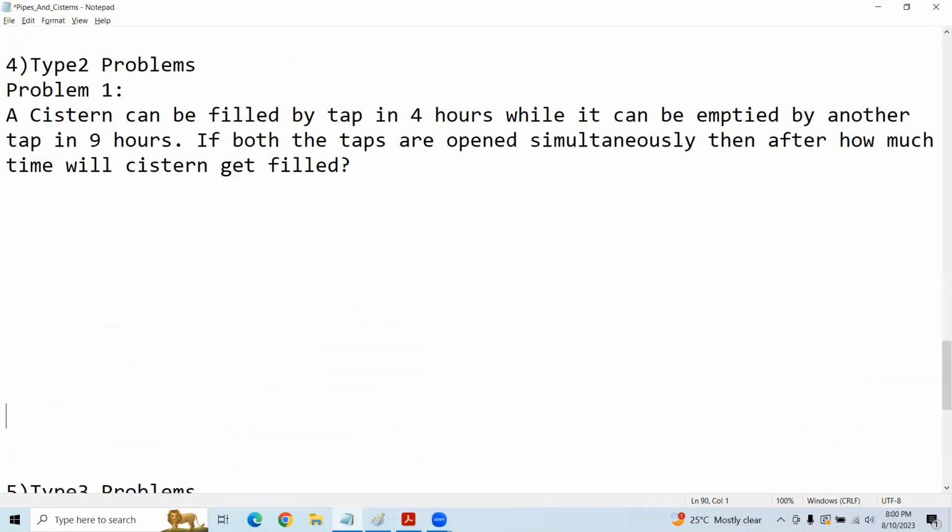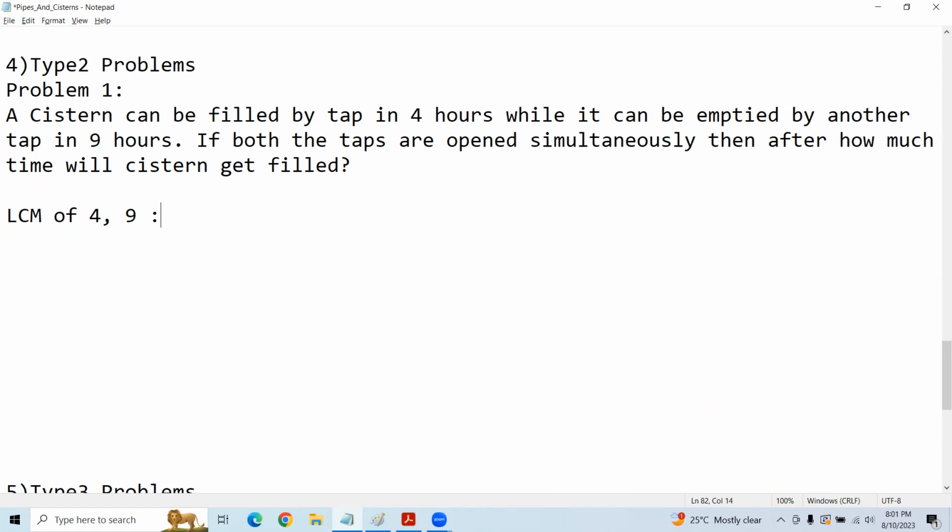A cistern can be filled by a tap. They might call it a tap, they might call it a pipe. You can write the standard table. You can use pipe or tap, whatever you are comfortable. A cistern can be filled by a tap in 4 hours, while it can be emptied by another tap in 9 hours. So our first step is finding the LCM of 4, 9.